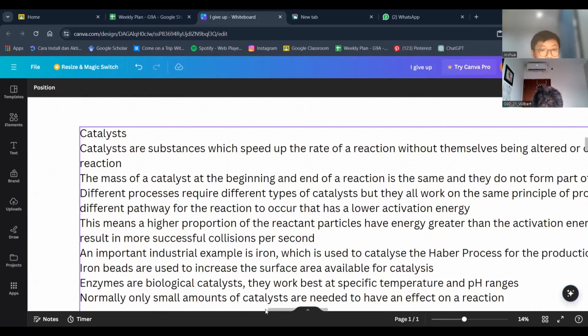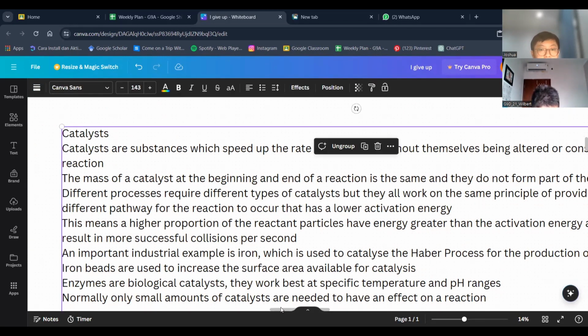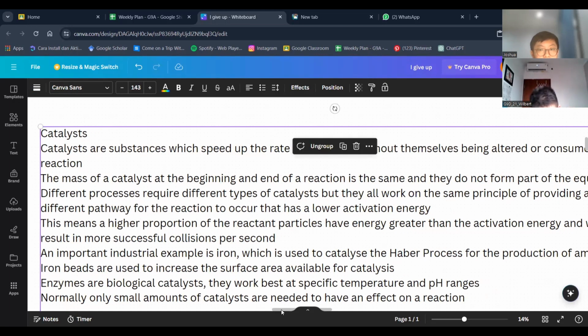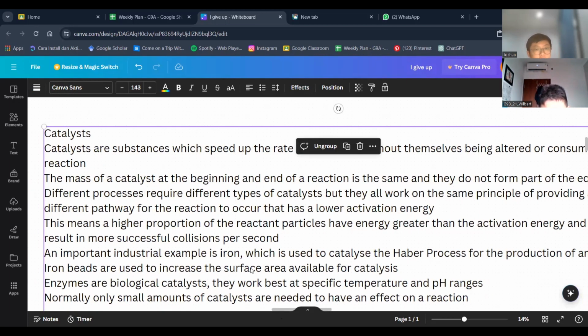Following that, catalysts, which I mentioned earlier. So catalysts at the end will still stay the same. And basically, they work on the same principle, providing a different pathway for the reaction to occur that has a lower activation energy. So this means a higher proportion of the reactant particles have energy greater than the activation energy and will result in more successful collisions per second.